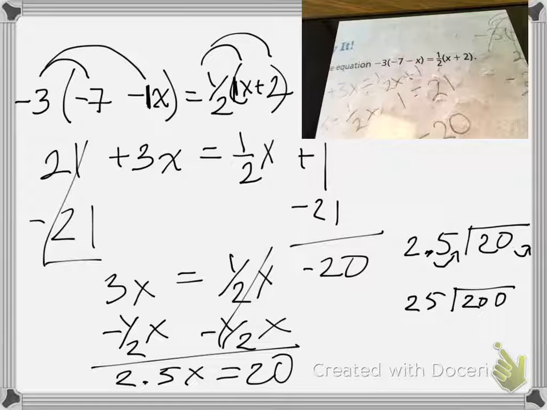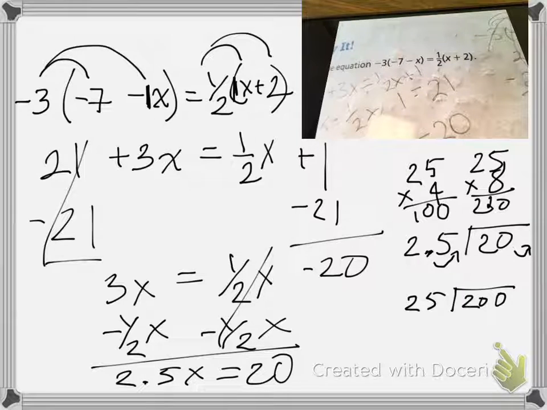So 25 goes into 200. Let's see, 25 times 4. Oh, sorry. 25 times 4, it's 100, right? Sounds very easy. 4 quarters is $1, right? So 25 times 4 is 100. So if I double that, 25 times 8, that has to be 200. So there you go. So it's 8. So there you go. My answer is 8.